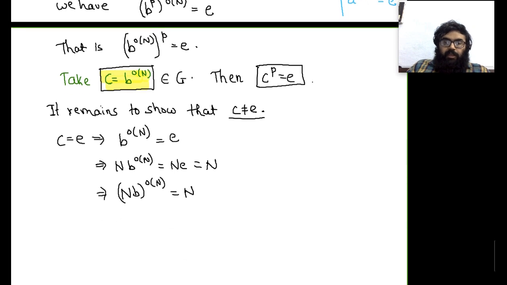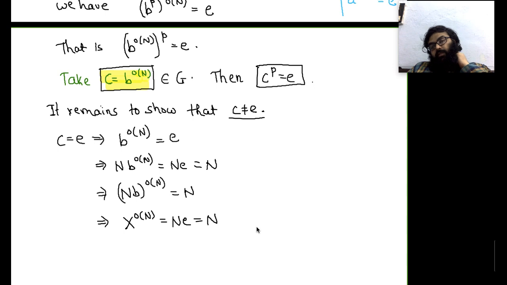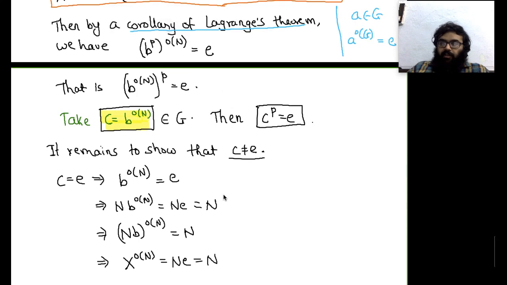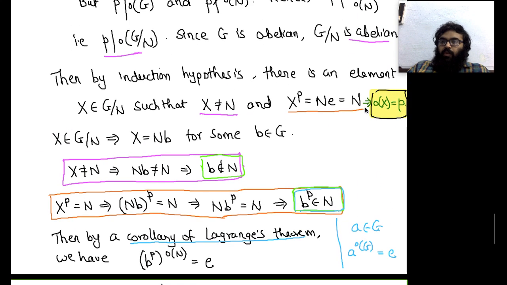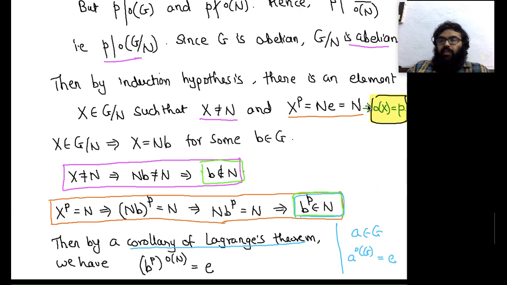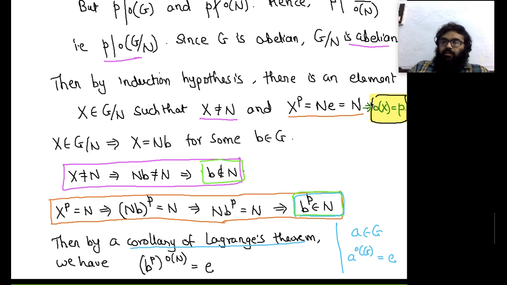But that means x power order of n is n, ne equals n. x power order of n is this. Okay, so x power order of n is identity, and order of x, what was it? Order of x was p. There were two things: x power order of n is identity, and order of x is p. So what is the relation by that exercise? By exercise 2.